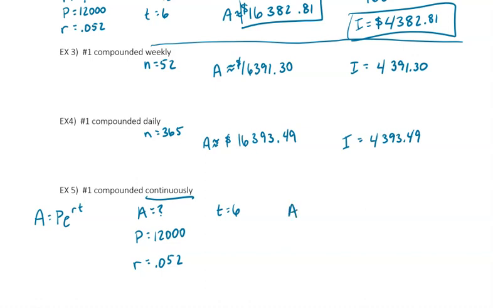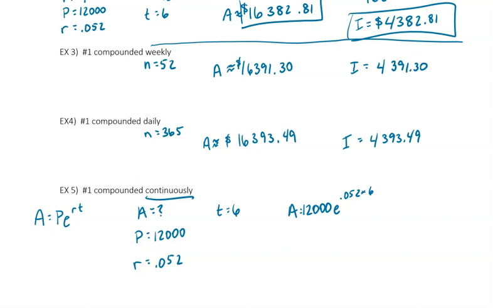So we have A equals 12,000 e to the 0.052 times 6. And again, you get to plug this straight into your calculator. Now, most calculators should have an E button at least, if not an E to the X button.